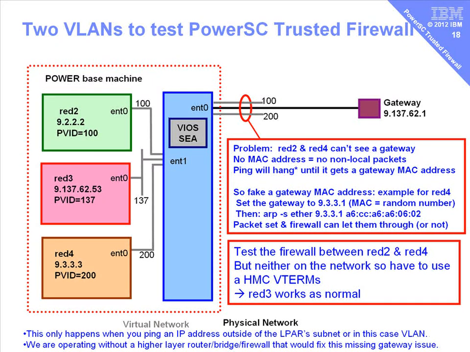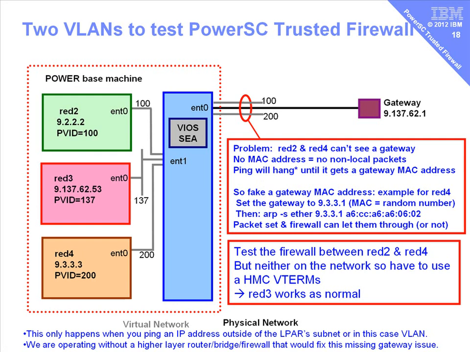So we need to fake these gateway MAC addresses. An example here is for red 4 to set the gateway to this, and we're going to use a random MAC address. I've actually just created a MAC address from the actual machine and added some random bits to it, and we're going to use the ARP command in here to make sure that it will actually try and forward packets to this MAC address even though it isn't there. Only then will the packets actually get to the virtual I/O server and can then flow over the trusted firewall.